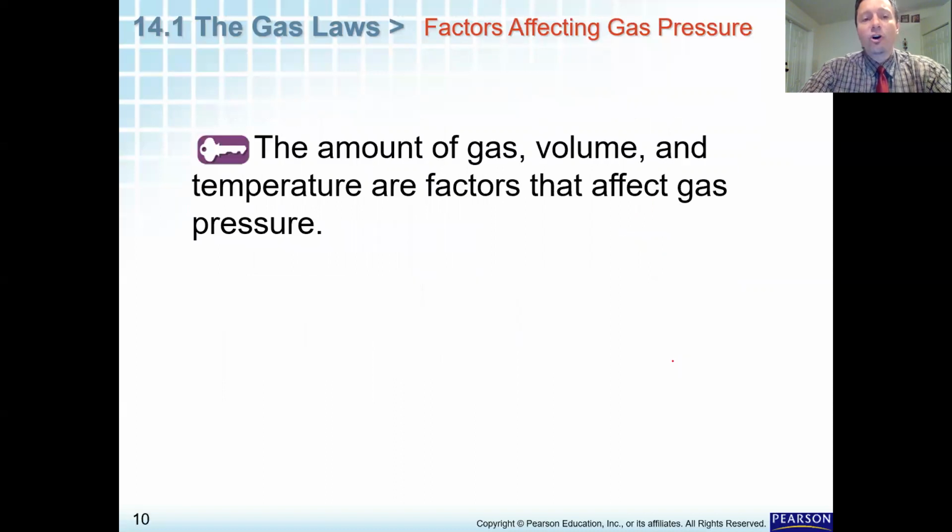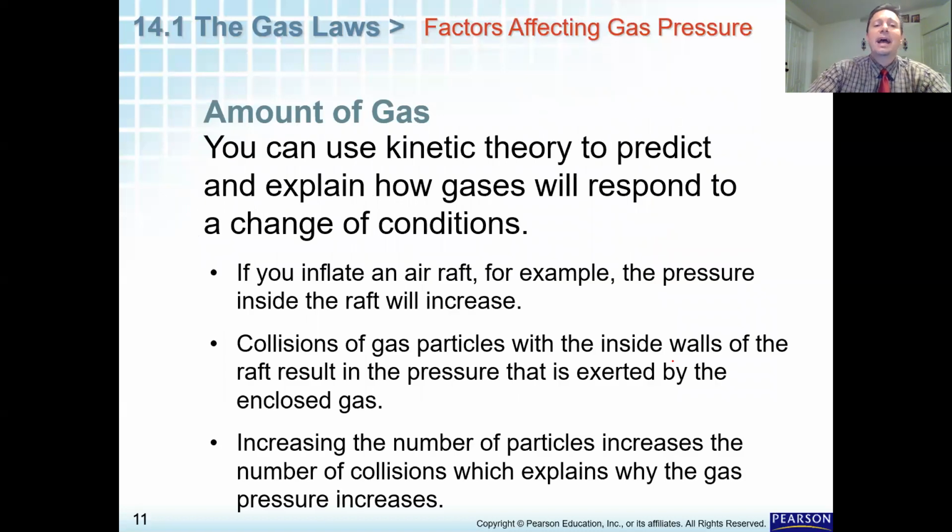So the amount of gas, volume, and temperature are factors that affect gas. And we're going to learn that in this section. There's formulas that we're going to go through. There's worksheets I'll be assigning, and you'll become very proficient with it. We'll work through a lot of examples. So the amount of gas. You can use kinetic theory to predict and explain how gas will respond to changes. So if you inflate a raft, the pressure inside the raft will increase. You're adding more gas. Same concept with a balloon.